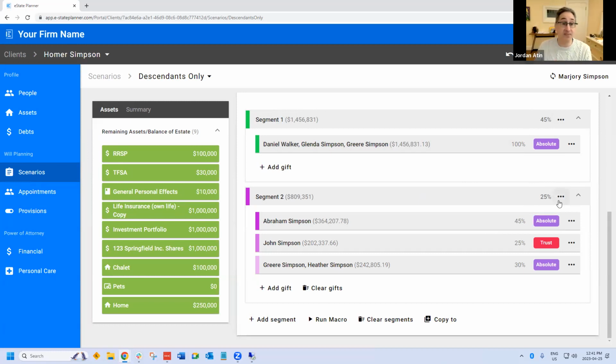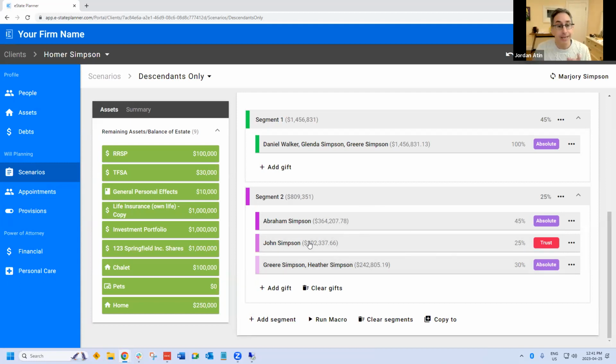basically it's only 25 shares that are created, and it's all representing the entire residue, and it's all going to Abraham, John, Greer, and Heather. So it automatically takes account of if there was nobody in segment 2 at all, then the whole segment wouldn't get created.